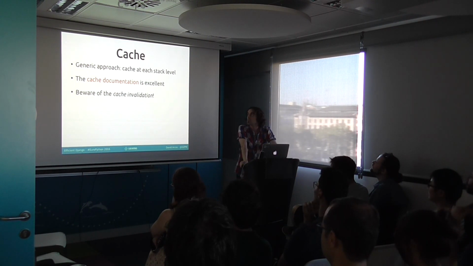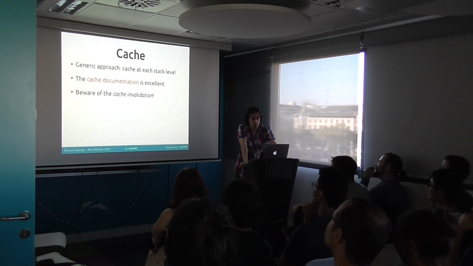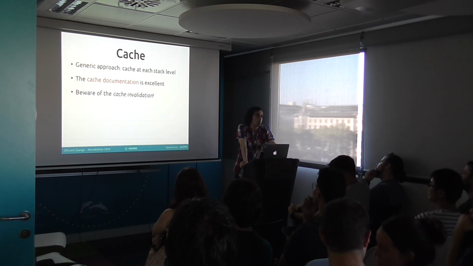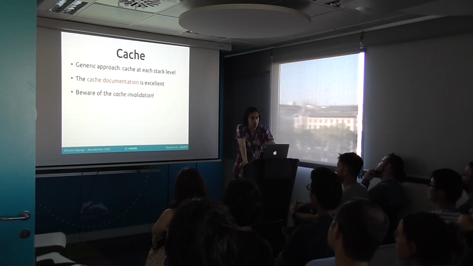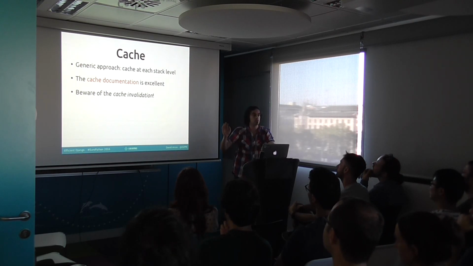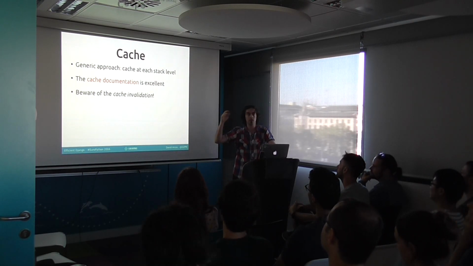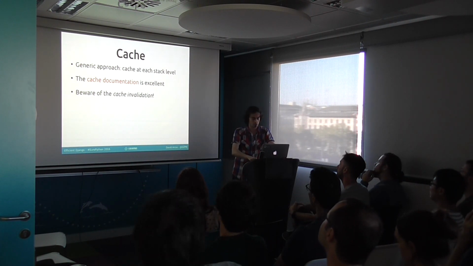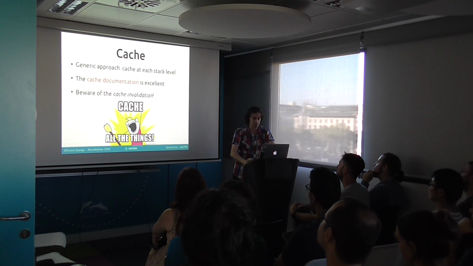The documentation is excellent, so take a look. Everything is explained there. You can cache everything. And the big problem here is the cache invalidation, because you could serve old data not on purpose, and that's difficult. We will see how to fix this later. Okay. So the idea here is to cache everything at all the layers, all the levels, because most of the performance improvements will be in the cache. So cache all things.